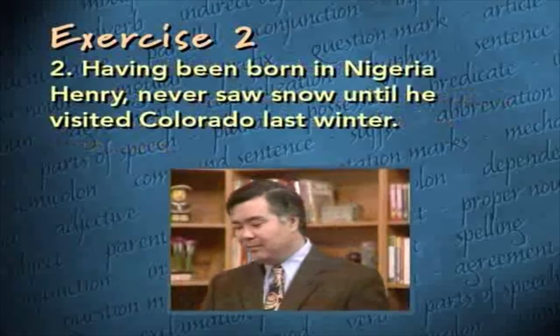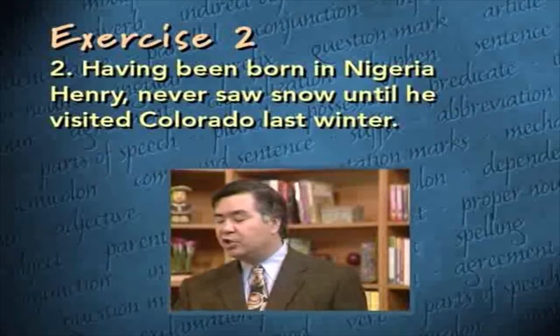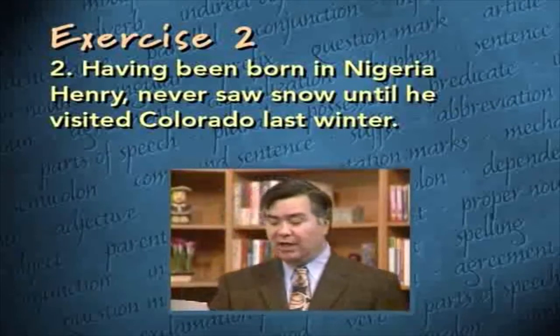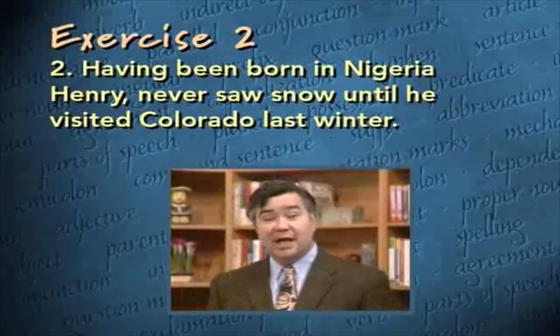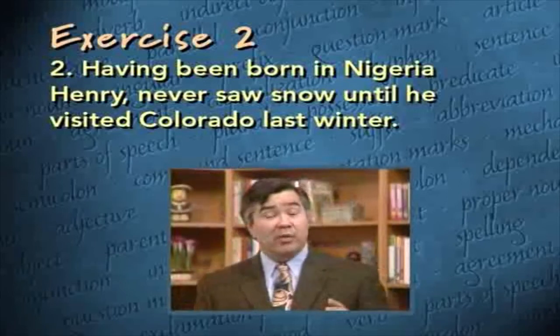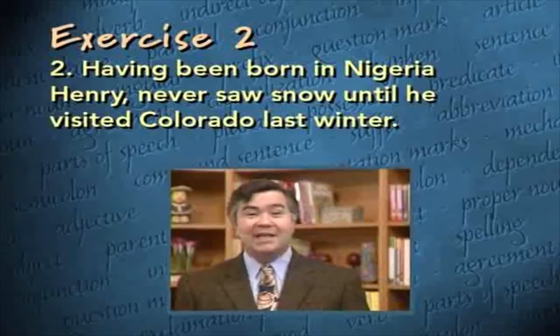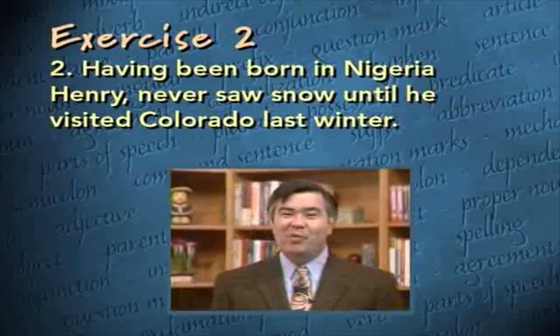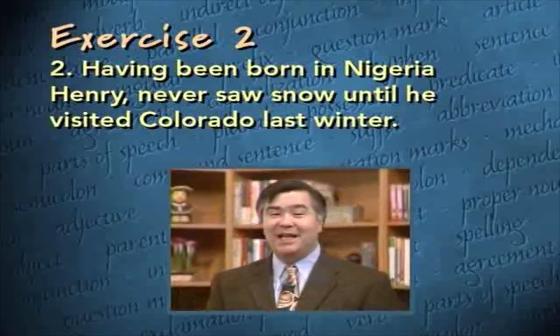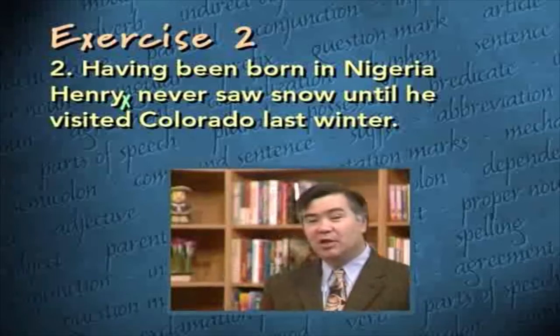Next example. Having been born in Nigeria, Henry, comma, never saw snow until he visited Colorado last winter. Well, there is a comma in this sentence, and we need to ask whether the comma is appropriate. We also need to ask whether there should be a comma somewhere else in the sentence. As it happens, this sentence should contain one comma, but the comma that it contains is actually in the wrong place. Let's take a look at the sentence more closely.